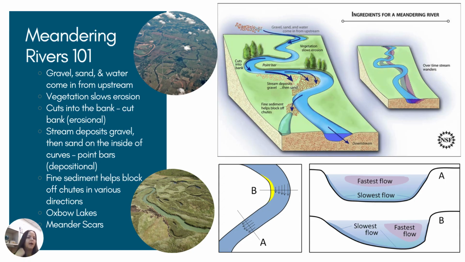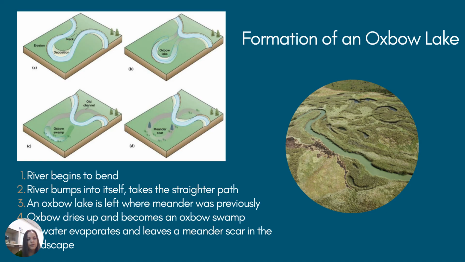Okay, and so over time, it builds up material on the inside and cuts material out on the outside. So the fastest flow ends up being on the outside of the bend where it's cutting. Okay, so it changes a little bit. As things develop and we get this really snake-like feature, the streams start cutting themselves off. So we have things called oxbow lakes, and then eventually meander scars, which I'll show you a picture of in a second. But as the stream gets super sinuous or super windy, the river starts to bump into itself, essentially, and it will take the straighter path.